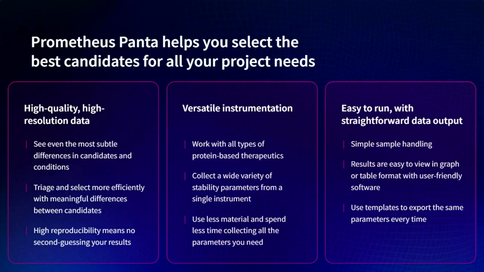So the Prometheus Panta gives you high-resolution, high-quality data on your candidate's stability. You can use it to triage the worst candidates or formulation conditions from a screen by eliminating those with poor stability attributes, or use it to create an in-depth, highly detailed characterization of your candidate and formulation for developability profiling. It works on all types of proteins, so it's a great tool even if you're not working with ADCs or monoclonal antibodies. And it's so easy to use.